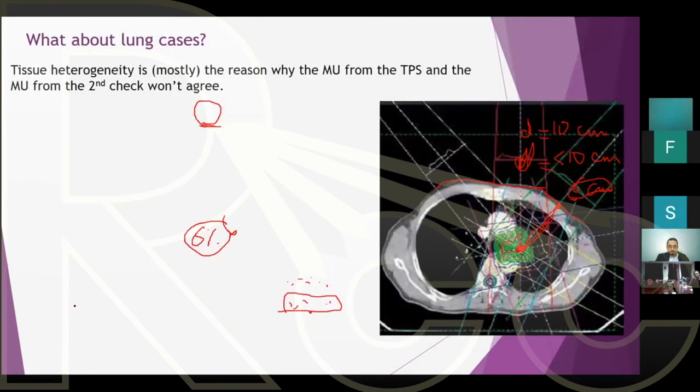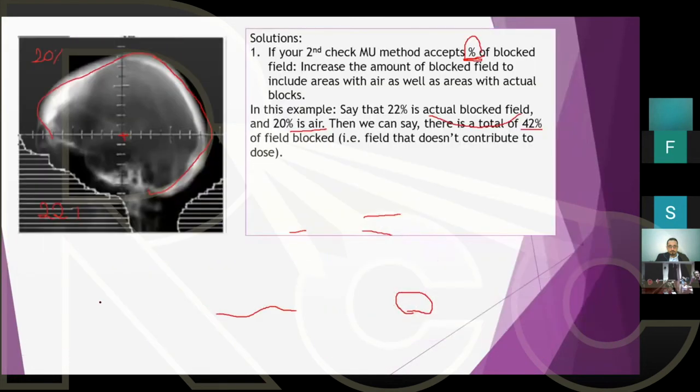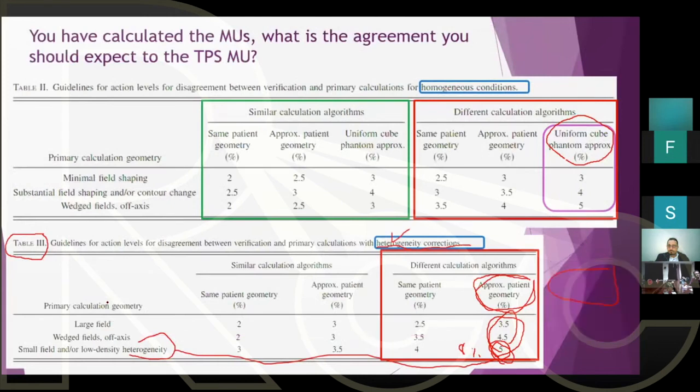But as we said, if you go back and use these tables, okay? Table 3 is what you will be using if you're doing heterogeneity correction in your planning system. But pay attention: the numbers they give here, 3.5%, 4.5%, and 5%, are for approximate patient geometry, which we do not have. So you have to increase your numbers more. This could be 6%, this could be 5.5, this could be 4. Give yourselves a bit of extra margin, since you're not using patient geometry.